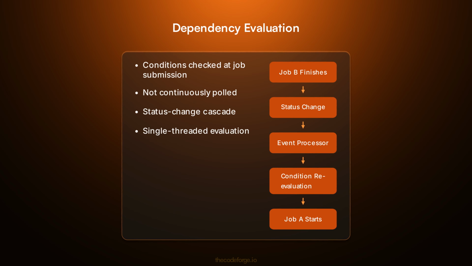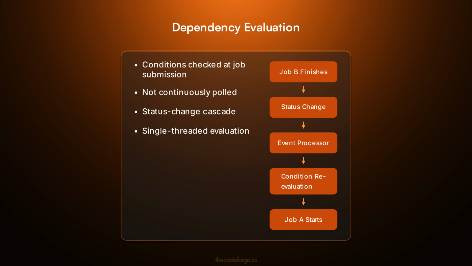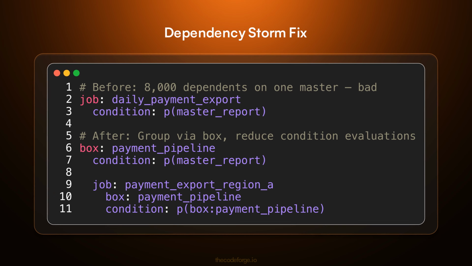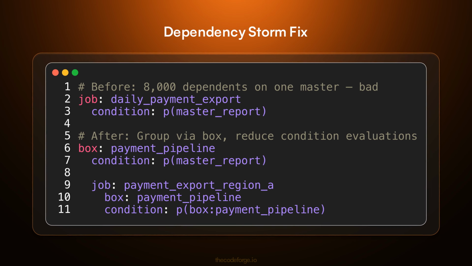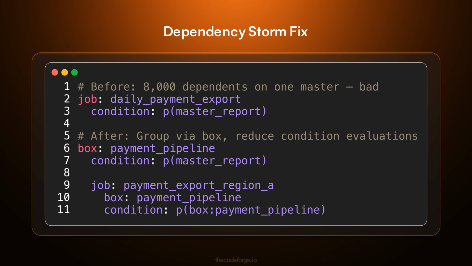AutoSys doesn't maintain a real-time dependency tree. It evaluates conditions when a parent job's status changes. This triggers a single-threaded reevaluation of all dependents, which can cause delays. To avoid a dependency storm, group jobs into boxes. This reduced condition evaluations from 8,000 to 10, dropping evaluation time from 45 minutes to 2 seconds.